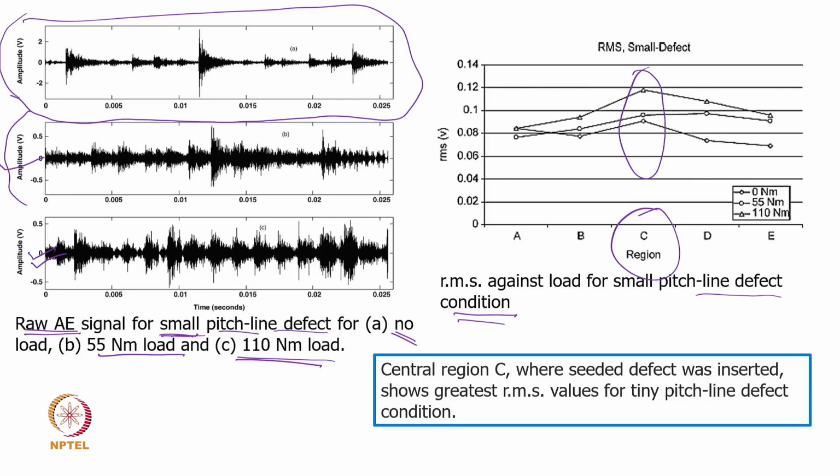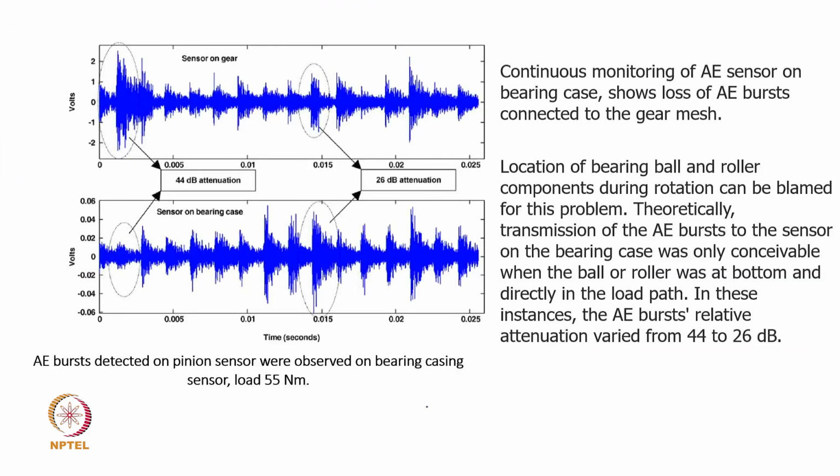And then they see that the RMS value of the signals is increasing in this way, and there is also a comparison: no load, this is the data, then 55 Newton and then 110 Newton. And this is what they say: the central region C, where the seeded defect was inserted, shows the greatest RMS value for the pitch line defect which was seeded into the surface.